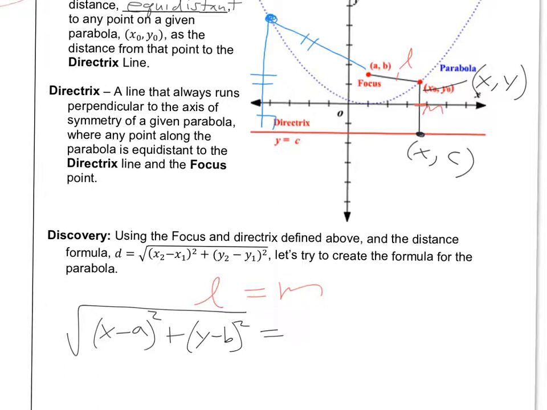And this is equal to this distance m. Let's also use the distance formula, square root. And here, the x's are the same, so we're just going to write x minus x squared plus, and we could write y minus c, right? Y minus c.